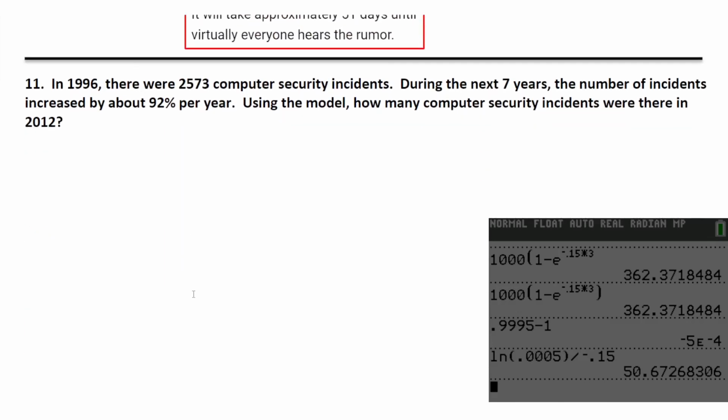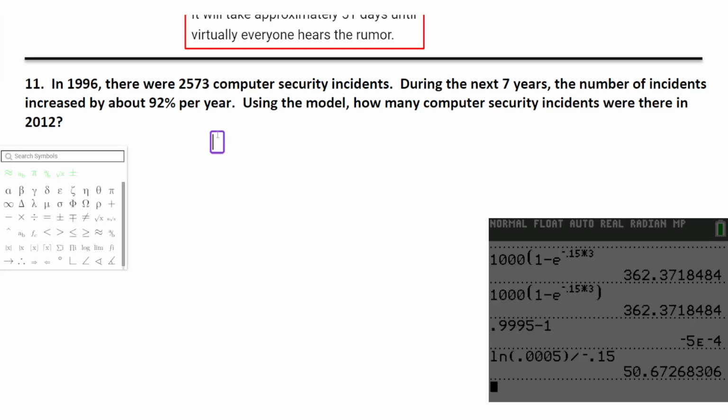Okay, number 11. It says in 1996 there were 2,573 computer security incidents. During the next 7 years, the number of incidents increased by about 92% per year. Using the model, I guess we have to create the model. The equation is what it's referring to. How many computer security incidents were there in 2012? So let's write our equation.